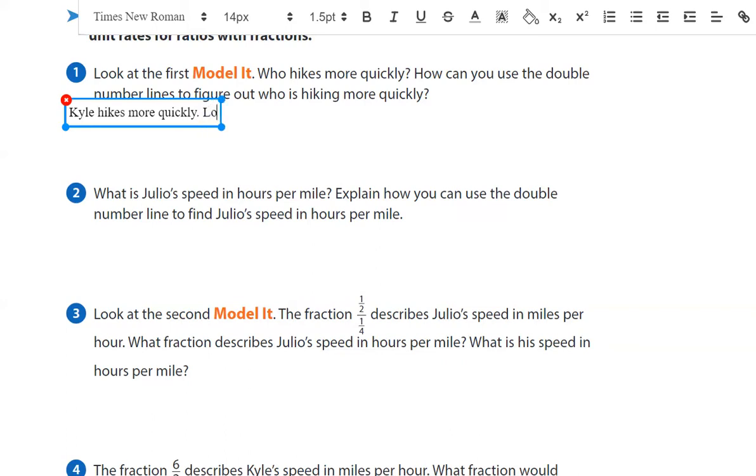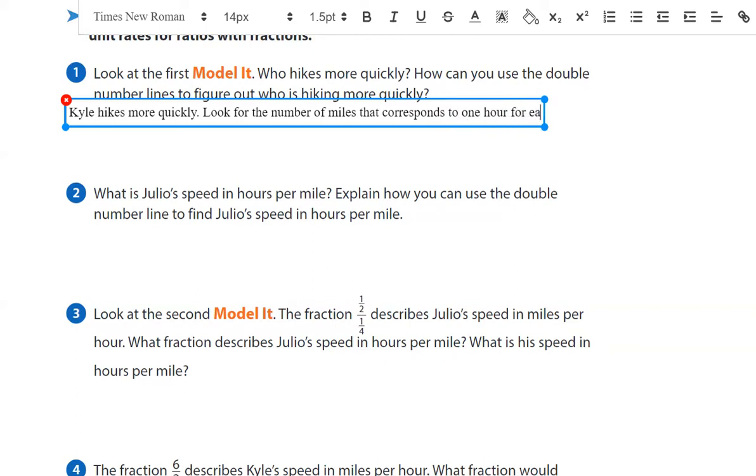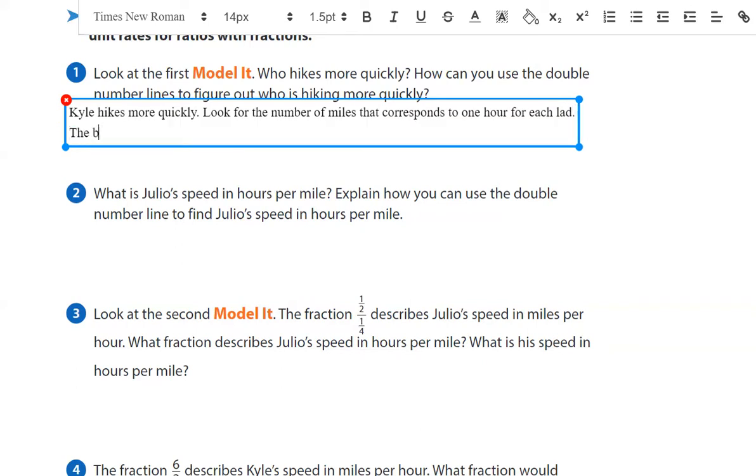Look for the number of miles that corresponds to 1 hour for each lad. The lad who has hiked more miles hikes more quickly. Sorry, proper grammar.